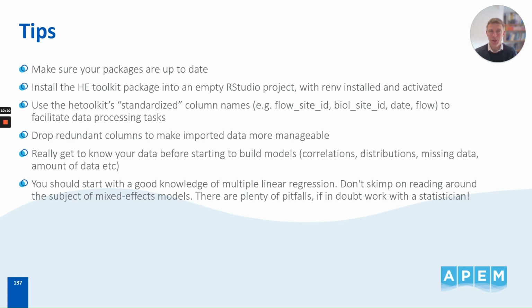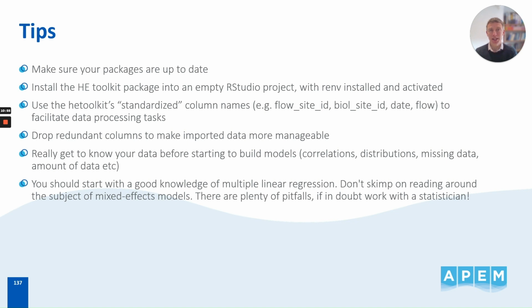You will have noted, perhaps as we're going through the slides, that the HE Toolkit does use some standardized column names. For example, flow site ID to represent different gauging stations, or biology site ID to represent different macroinvertebrate sites. This is deliberate, and it means that the outputs from one function can then go seamlessly into the next function in the workflow. You don't have to use these standardized names, but they're designed to speed up and make the whole process of importing, processing, visualizing and analyzing data that much more streamlined.